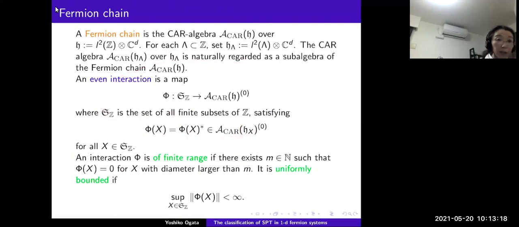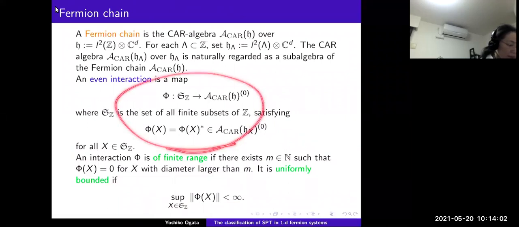And we would like to make dynamics out of this interaction. But in order to do that, we usually need to require some kind of locality condition. And there can be many such conditions, but the easiest among that is the finite range uniformly bounded interaction. A finite range means that there is some natural number m such that phi(X) equals 0 for X with diameter larger than m. And uniformly bounded means this, literally uniformly bounded. So this is a system and that is the interaction.